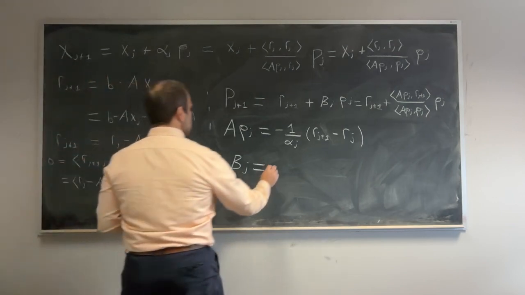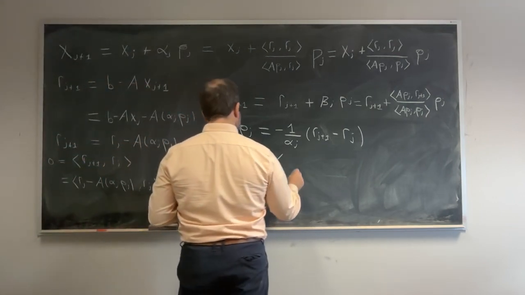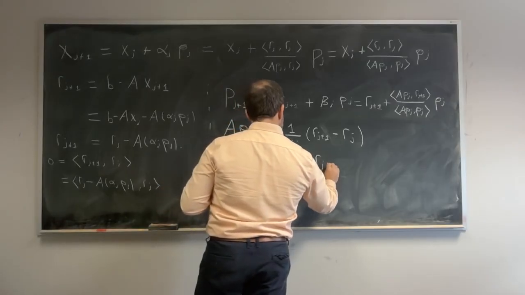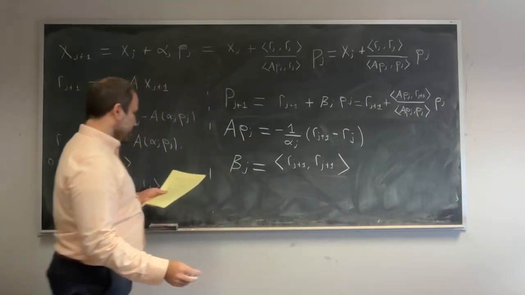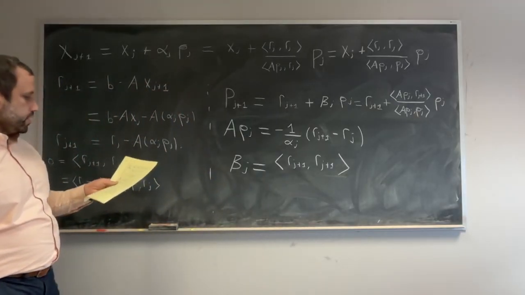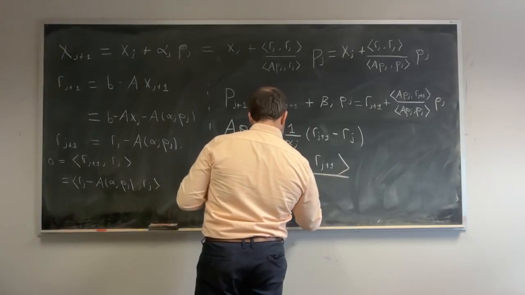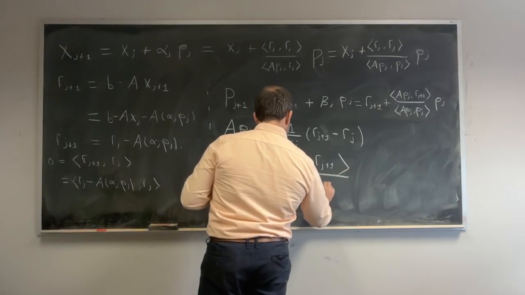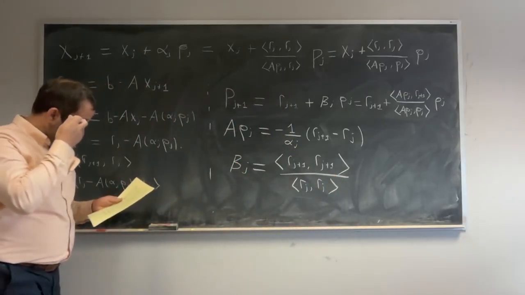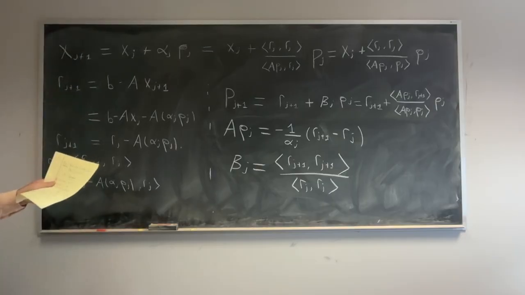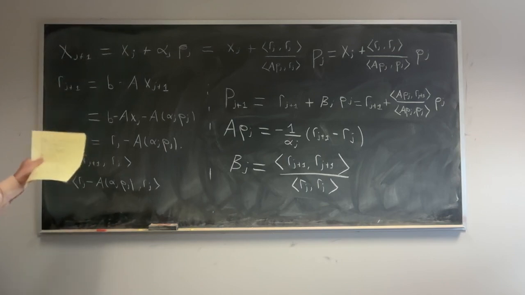Beta_j then is going to be equal to (R_{j+1}, R_{j+1}) over (R_j, R_j). Okay. So, all right, so what this does, maybe write down all of these things here, and this gives us the ingredients for the conjugate gradient algorithm.